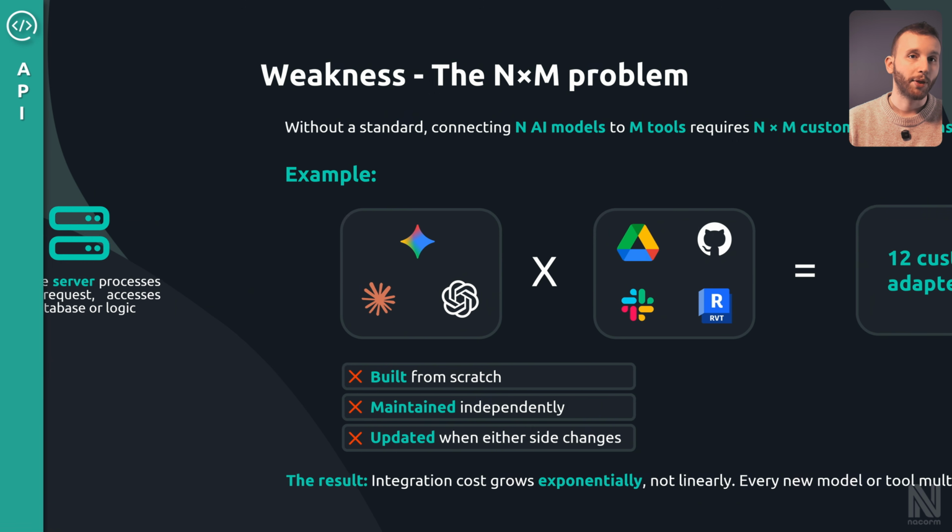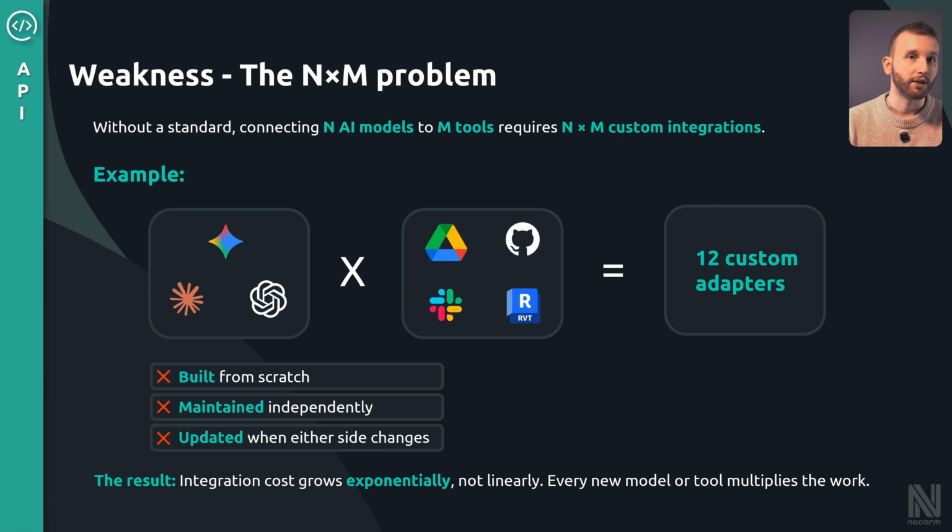Now, here's where things get interesting and where we start to see why MCP exists. APIs are powerful, but they have a fundamental weakness when it comes to AI, the N times M problem. Without a standard, connecting N AI models to M tools requires N times M custom integrations. Each one is built from scratch, maintained independently, and needs updating when either side changes.